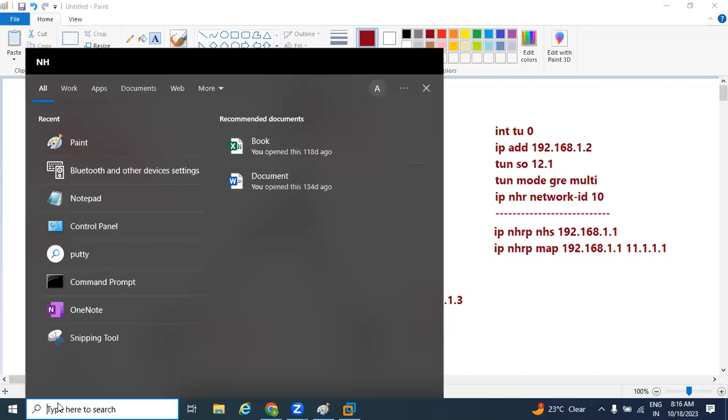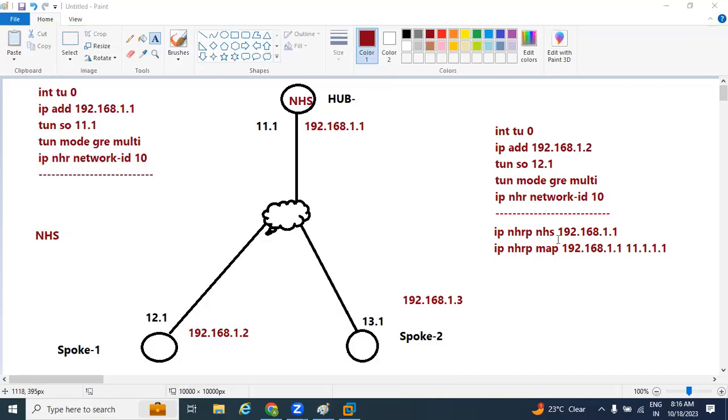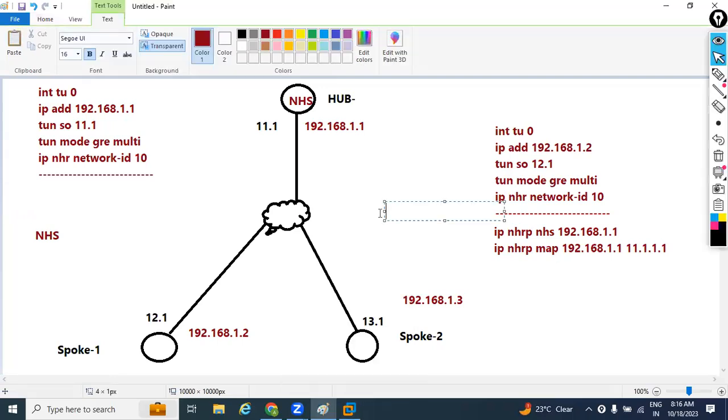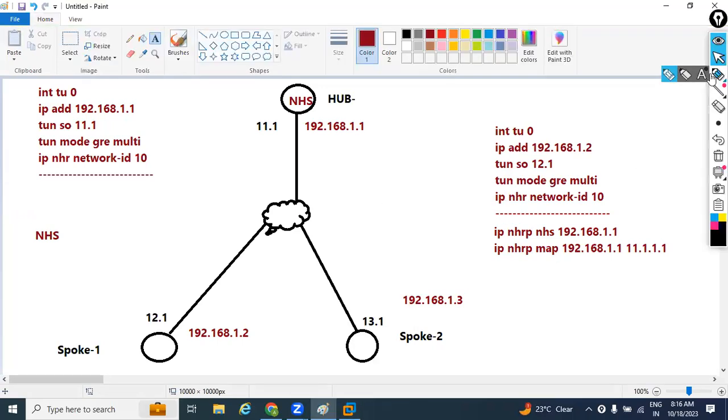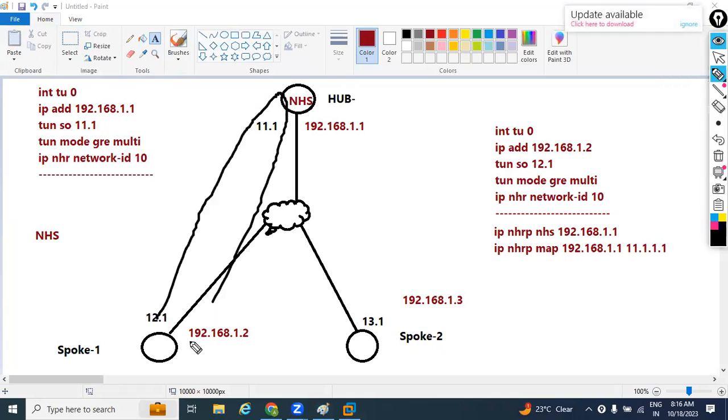The moment you define the NHS here, immediately spoke 1 would try to register itself with the NHS. I'll show you the request and reply. There would be one registration request and a registration reply.